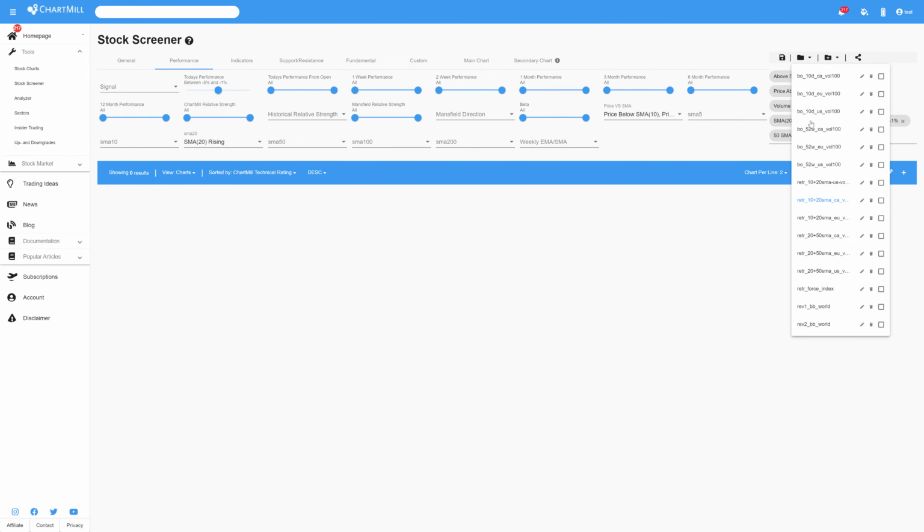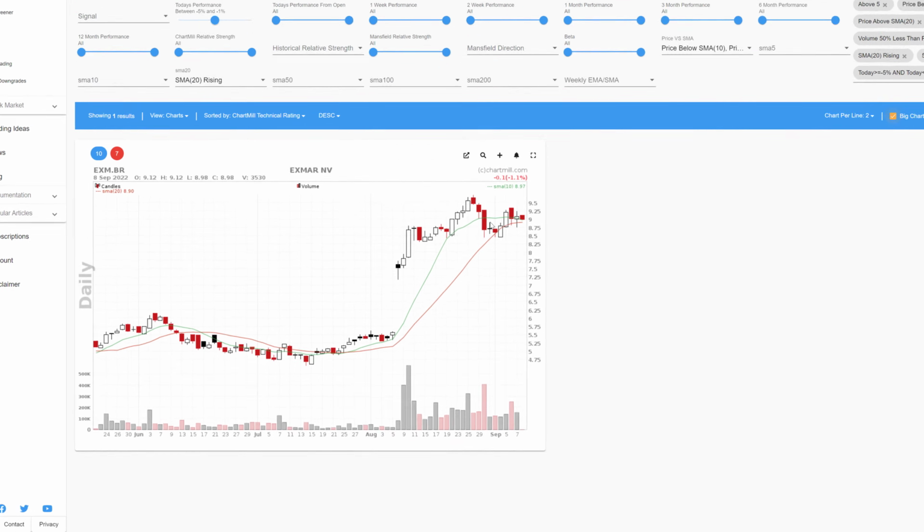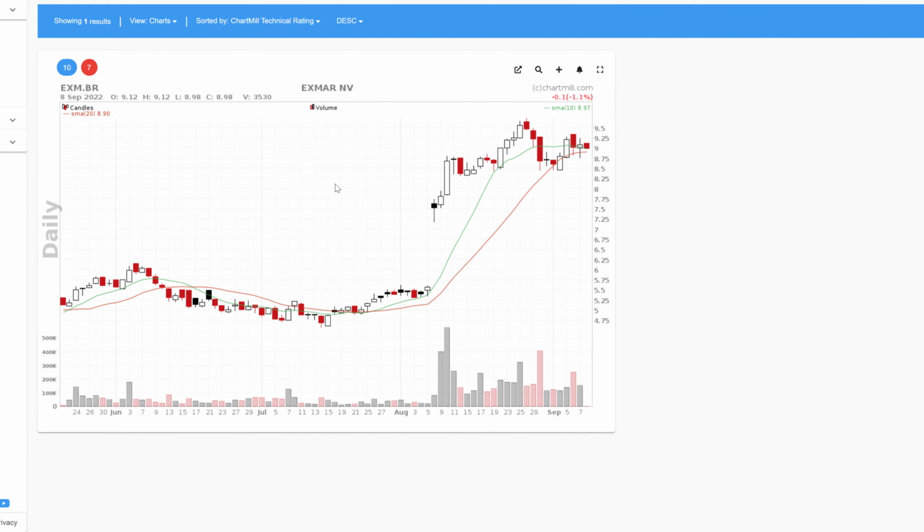Canada, no setups. And Europe, one setup, but no. This is the 10 and 20 SMA, as you can see. It's very close to the top, to resistance, so I will not retain this setup.